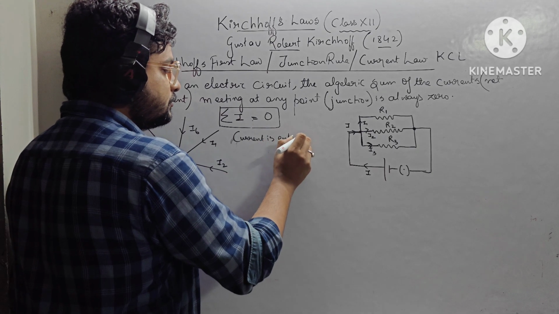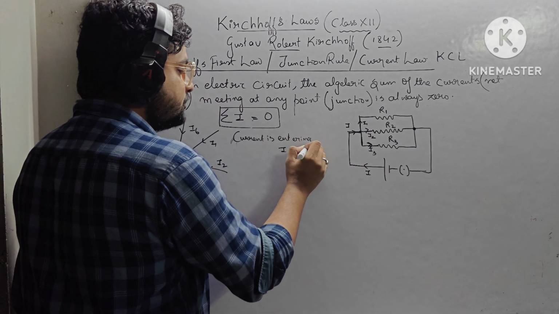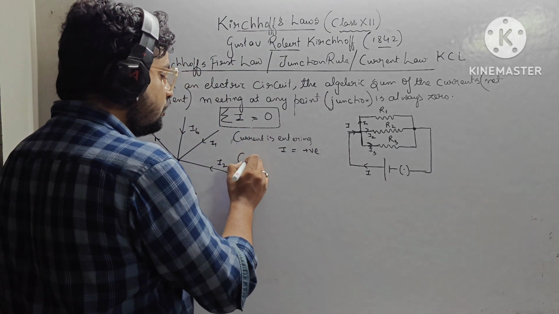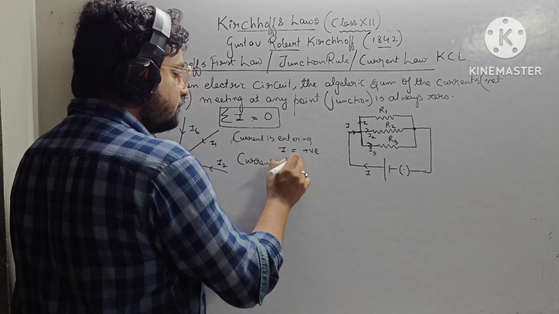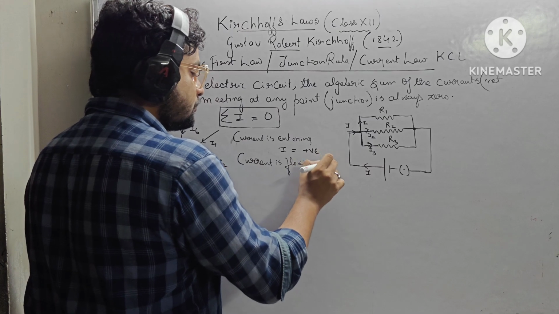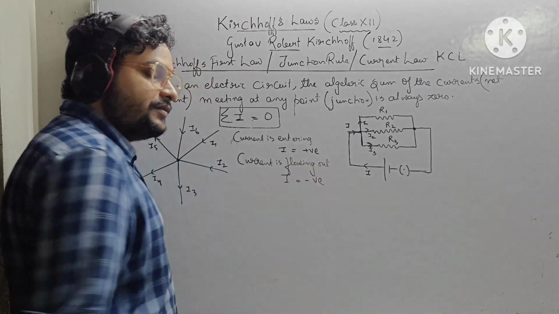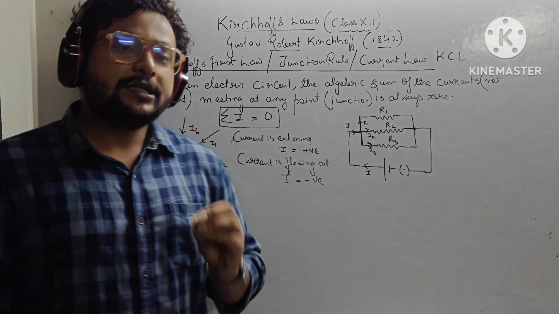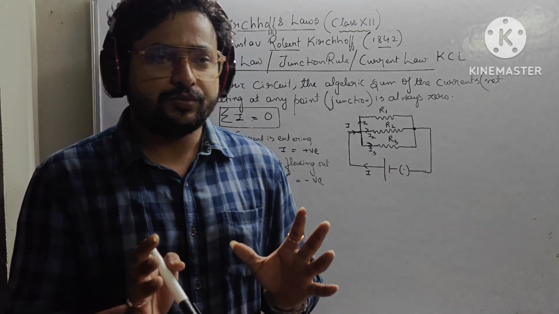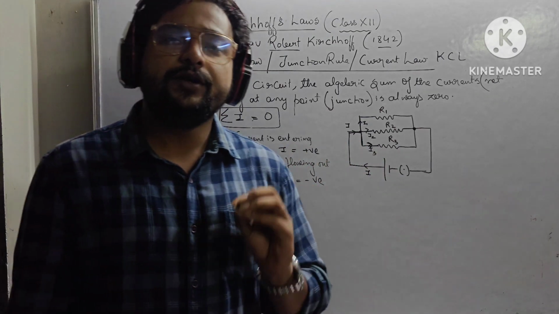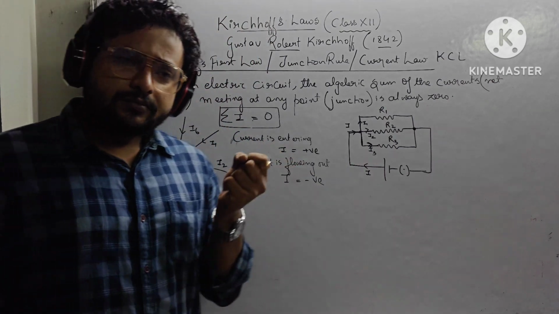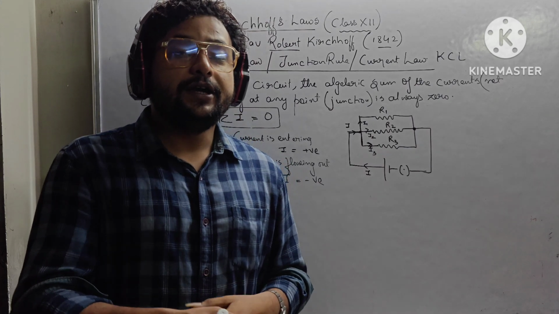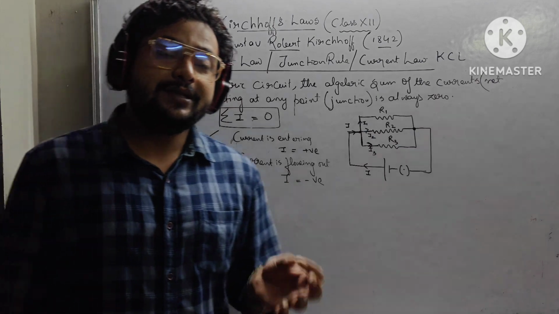Algebraic sum means if current is entering the junction, we take that current to be positive. If current is flowing out of the junction, we take the current to be negative. First you have to understand the sign convention. Sign conventions can be different for different users, so no problem in that. I am telling you the sign convention which is given in most of the books: if current is flowing into the junction, we take it with positive sign. If current moves out of the junction, we take it with negative sign.